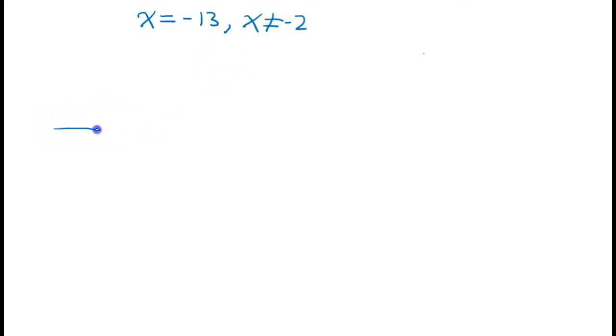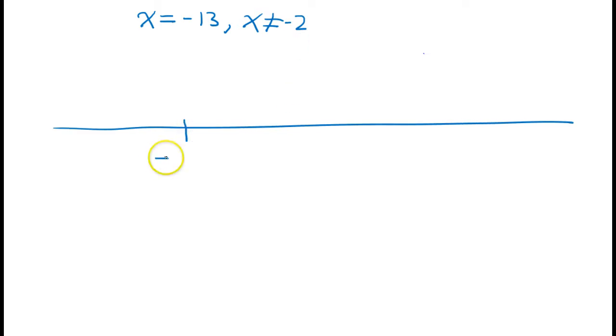So here we go. Here comes our number line. Alright, so we have negative 13 over here, and we have negative 2 over here. Okay, now excluded values are always open circles, because an open circle means that this value is excluded from the solution set.